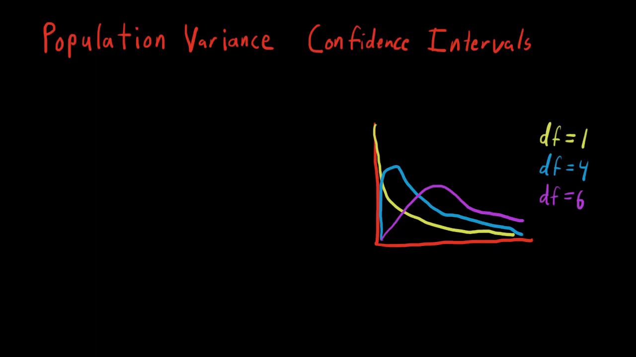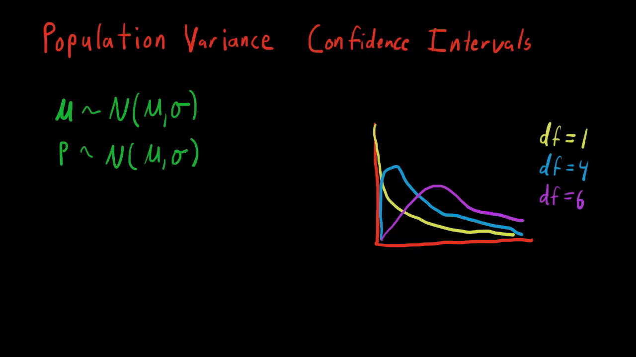For all of our other discussions on confidence intervals, we've been trying to find the confidence intervals of the population mean, or mu, and the population proportion, or p. And both of these values are distributed normally with some mean of mu and some standard deviation of sigma. So those are both normal, mean mu, standard deviation of sigma.